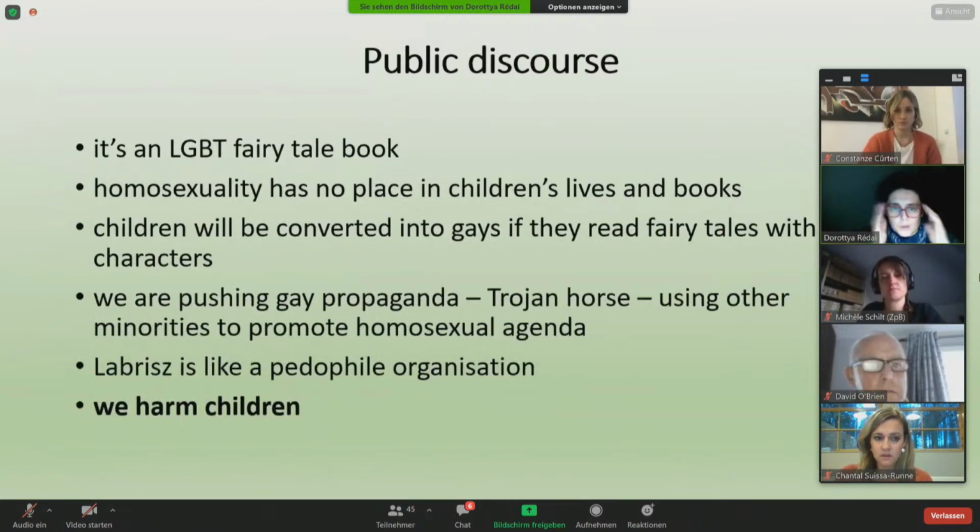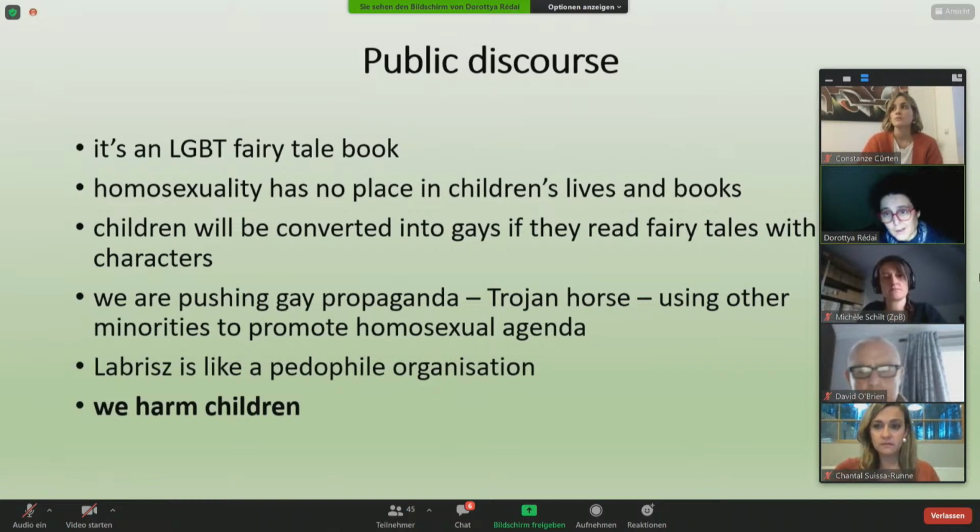And so all the public discourse is centered on the idea that we harm children. As I said, the book was immediately branded to be an LGBT fairy tale book, and it was said that homosexuality has no place in children's lives and books. And the idea is very widespread that children will be converted into gays if they read fairy tales with gay characters. And what was really curious was it's an intentionally intersectional book, and we got accused of pushing gay propaganda in a Trojan horse manner by using other minorities to promote a homosexual agenda with children. And as I mentioned, we have even been called something similar to a pedophile organization.